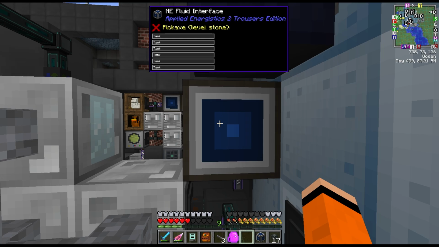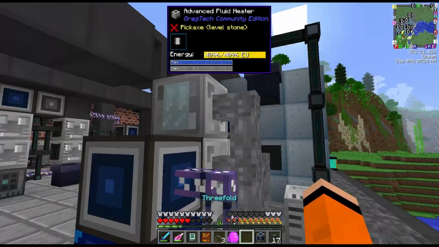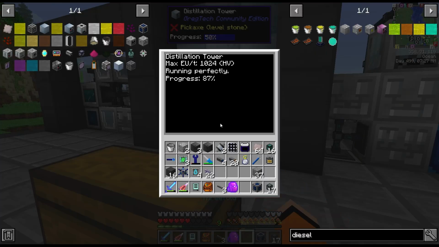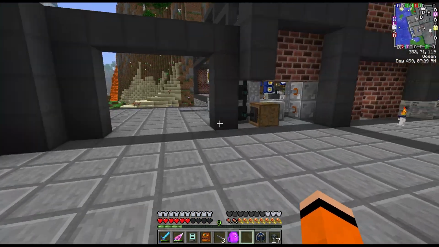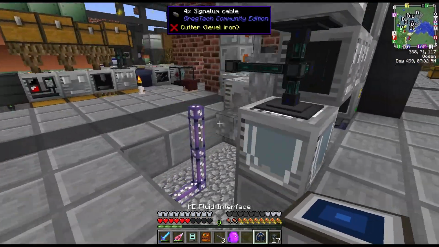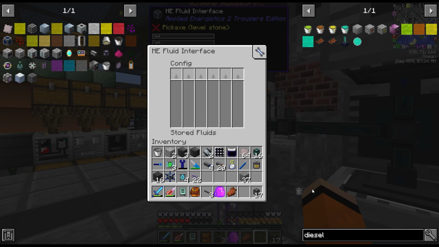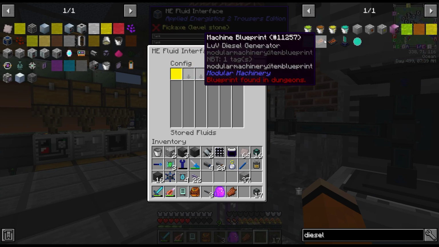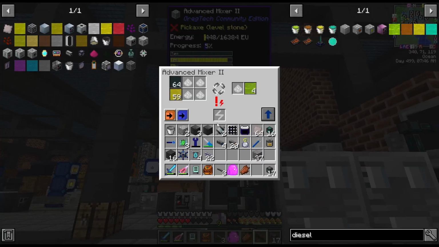I hope. Yep, there we go. So that clears the backlog of this distillation tower, and this will keep running. And that also means we can put an interface right here for diesel. And also we want biodiesel here. And then it doesn't actually matter which one we put these in.